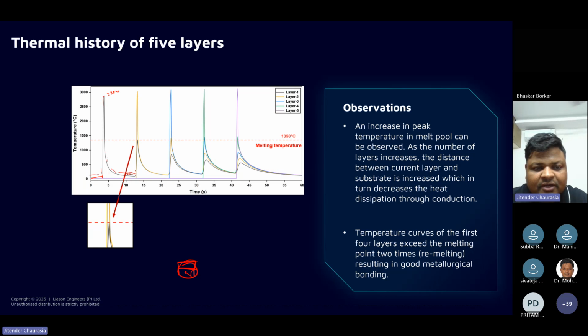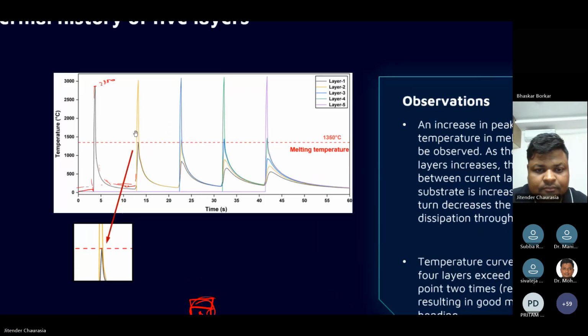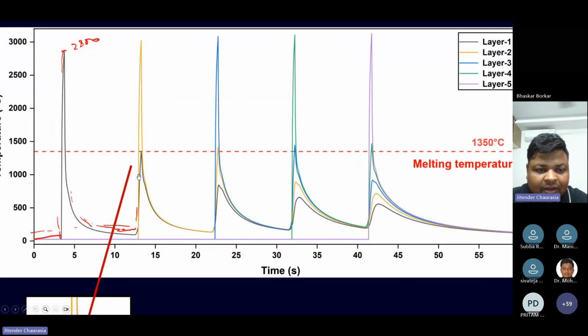Suddenly, when I started depositing the second layer, you can see the black color line again went up. Let me zoom in. Again, it cooled down. Again, when I was depositing the third layer, which means the blue line, you can see the black color line again went up. Just count the black color line. Again went up. Again went up.